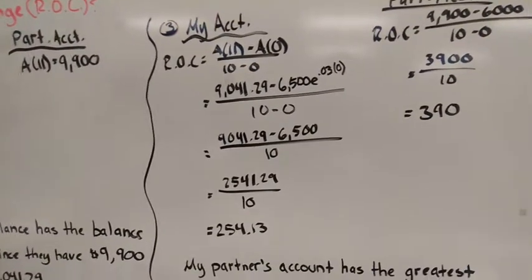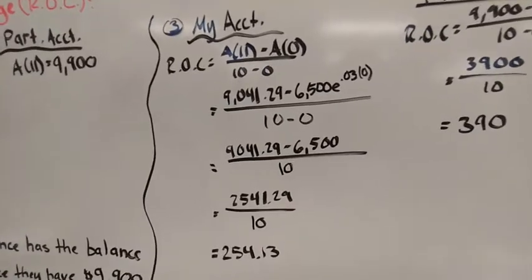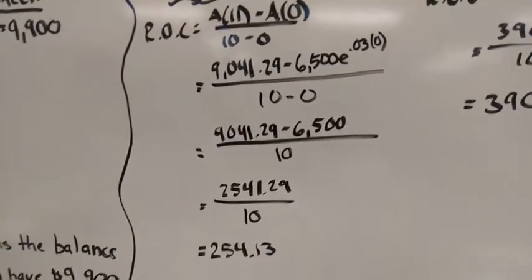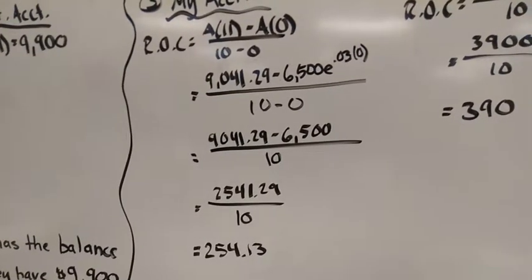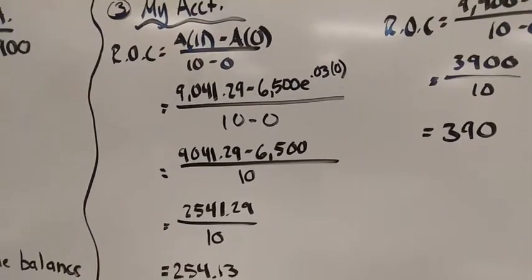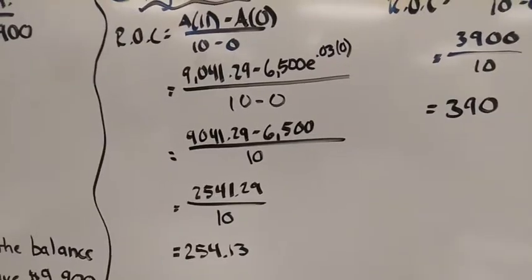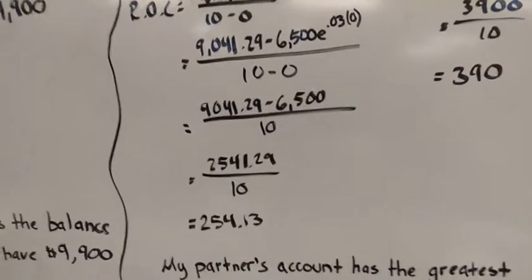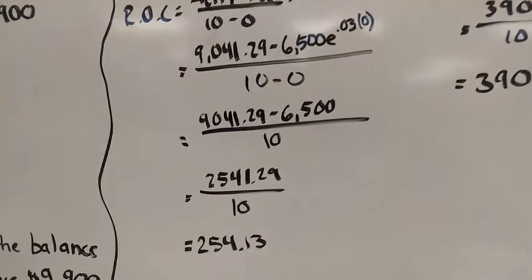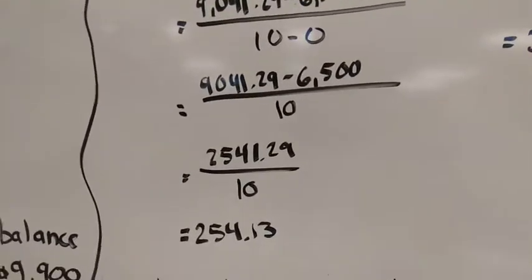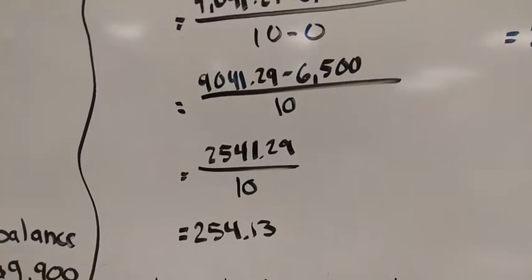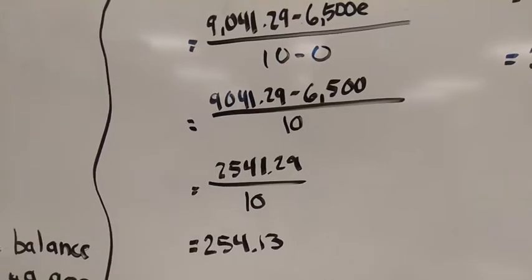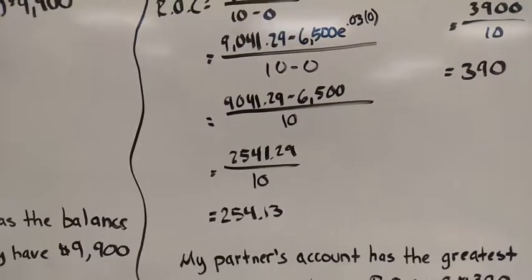Multiply 0.03 with 0 and you get 0. Now E to the power of 0 gives you 1, so E to the power of 0.03 times 0 is removed, and now we can move on. So subtract 6,500 from 9,041.29 and you'll get 2,541.29. Divide 2,541.29 by 10. Your rate of change will be 254.13. It's the same process with the partner's account.